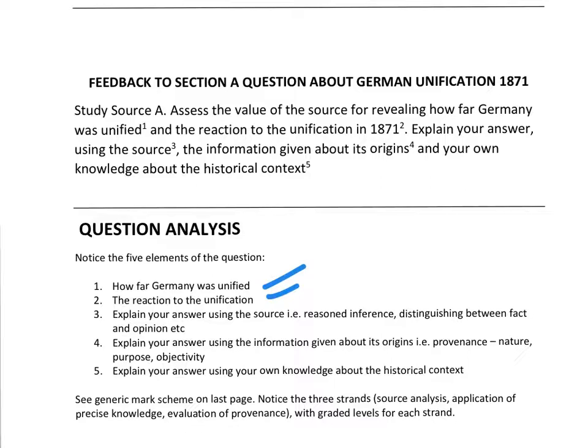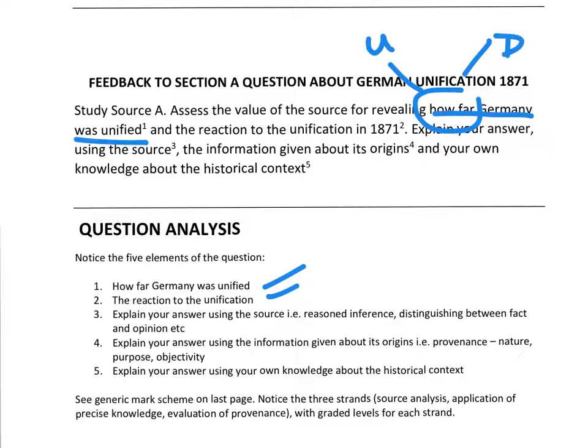The first question is how far Germany was unified. As soon as you see those 2 words, how far, it's saying that section of your answer needs to be balanced. It needs to look at evidence that it was a unified entity, and it needs to look at a counter-argument that there was division. So you should be annotating, I just put U for unity, D for division, something like that.